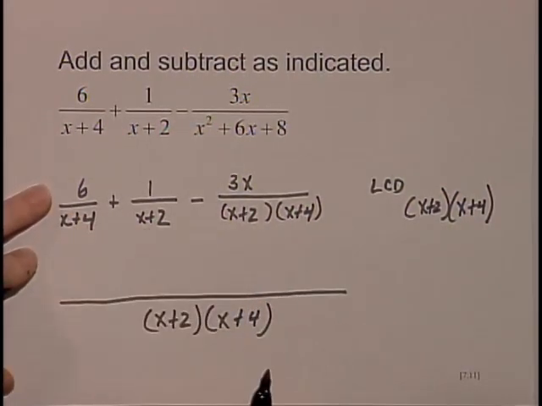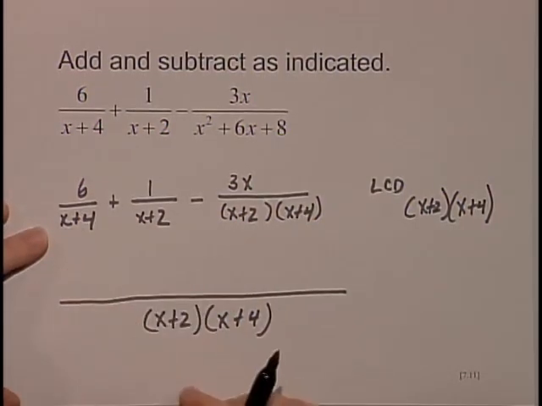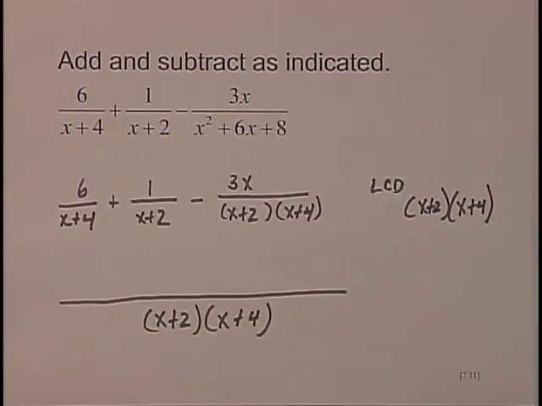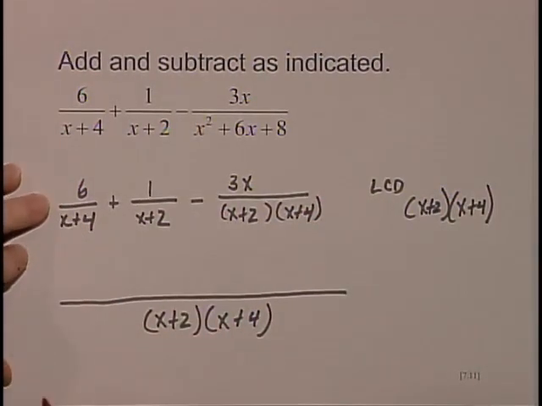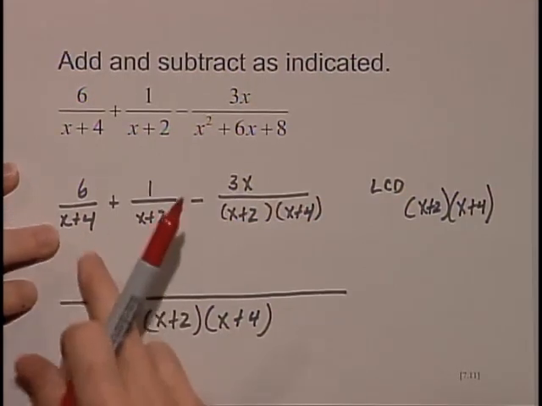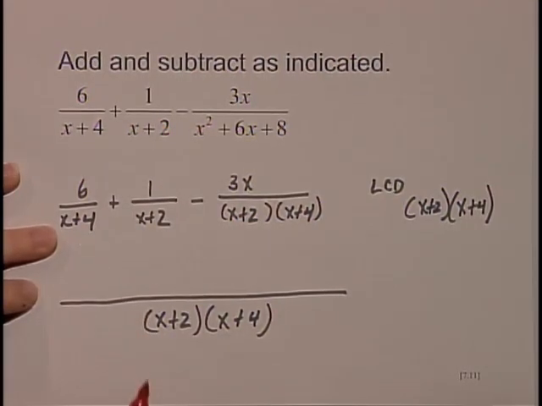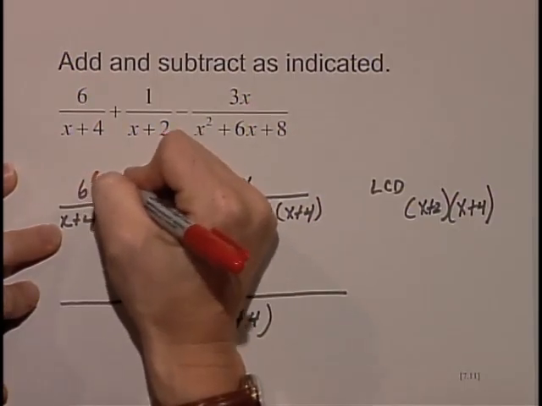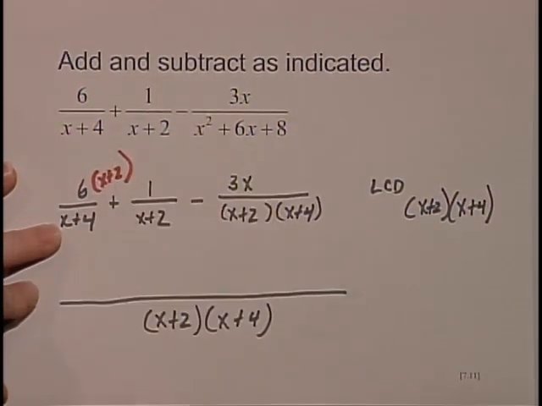And we're going to see if we need to adjust our numerators from our original fractions so that they become equivalent fractions with this new denominator. So we're going to show that with a different color, any adjustment that we make. For our first fraction, 6 over x plus 4, notice the original denominator only has an x plus 4, so we need a factor of x plus 2. So we're going to write that next to our numerator, so we remember to adjust that numerator.